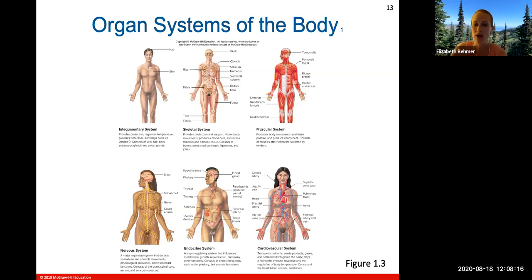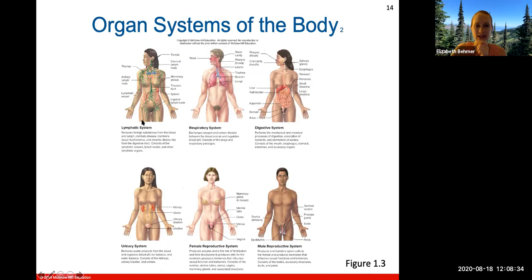Endocrine system are all of your hormones and the way that your body controls growth, puberty. Your endocrine system is extremely complicated, but also very interesting. Cardiovascular system are all of your heart and your blood vessels, which are your arteries and veins.